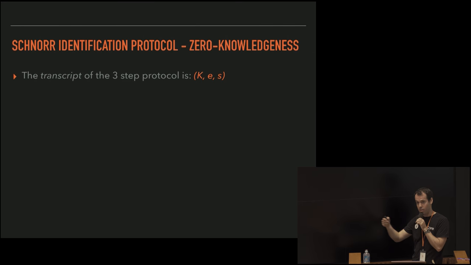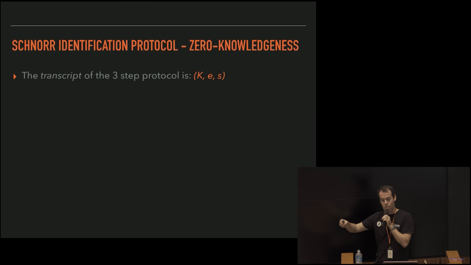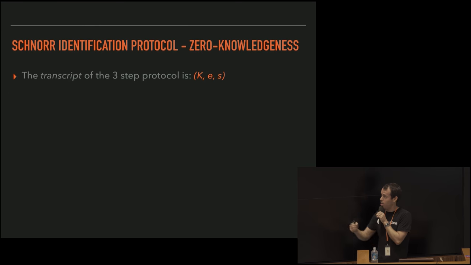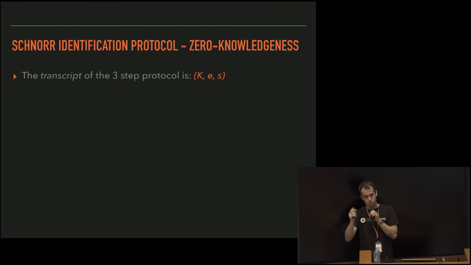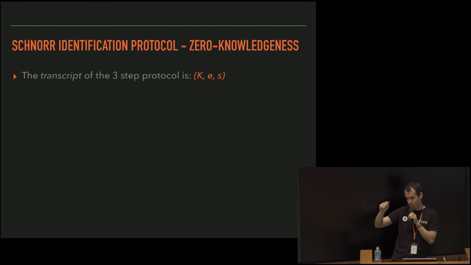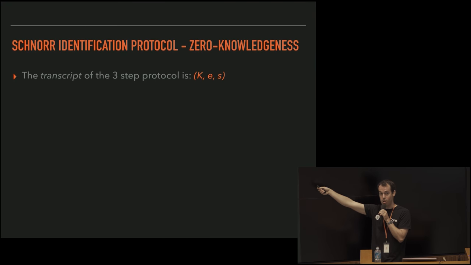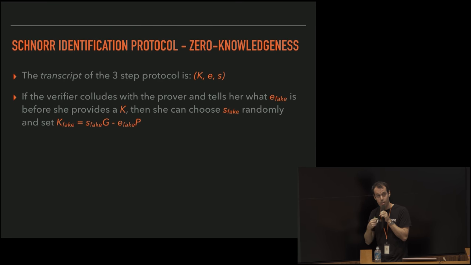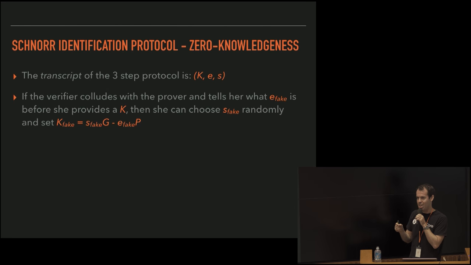Okay, so we call the transcript of this three-step protocol K, e, s. Right? K is the commitment that I sent you in step one. e is the challenge that you send back to me. And s is the proof or the signature. If someone's watching this protocol and they write down the messages that go each way, in a list, it would be K, then e, then s. So that's a transcript. Now, if you and I collude beforehand, if you, the verifier, and I want to cheat, you can tell me what e is before I commit to K, right? So you tell me step two before I've actually sent you K. We'll call this e fake.